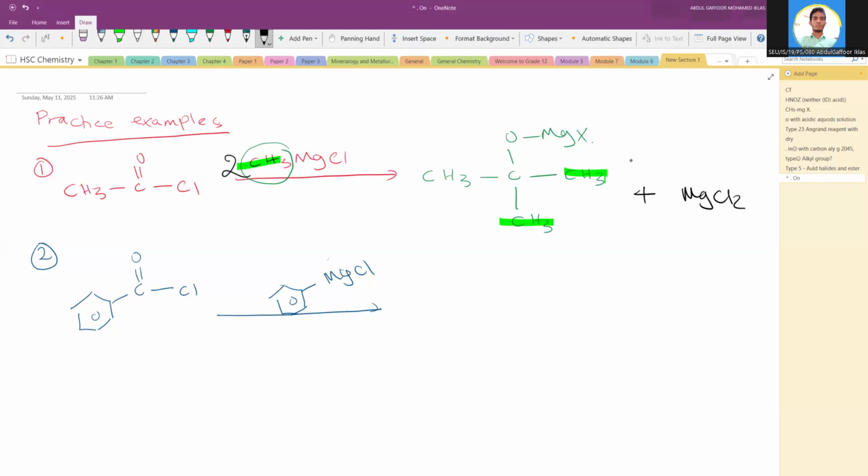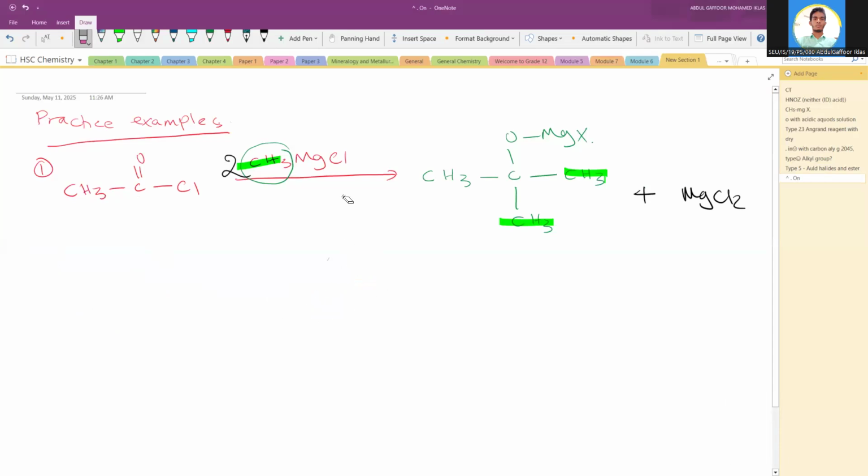So for this one, otherwise, if you need, you can write it this way also. Before that, I will explain that, right? If you want to write the steps separately, first what will happen? This Cl will be removed and MgX will come and join there, right? So if you want to write it in 2 steps, right?